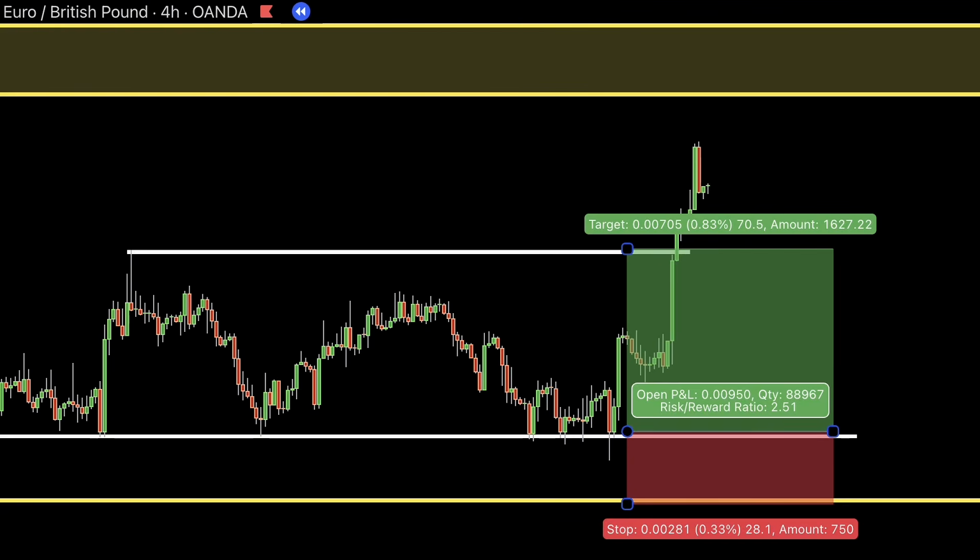I hope this deep dive into top-down analysis has given you valuable insights and tools to improve your trading. Remember, staying aligned with the bigger picture and following these steps can make a real difference in your success.